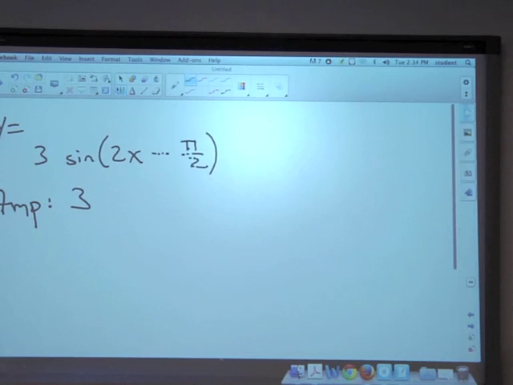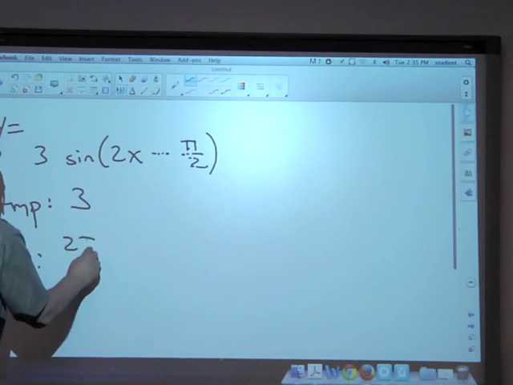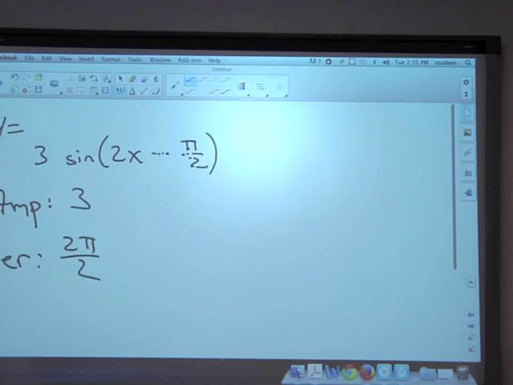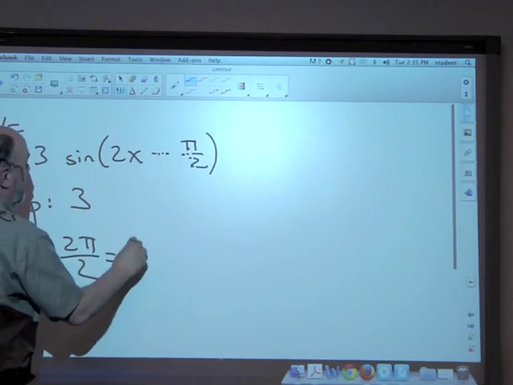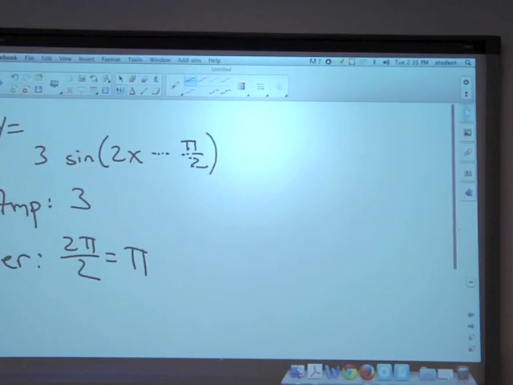Okay. What is the period? Pi is correct. After all, you've got in your notes that the period is given by 2 pi over b. B is the number in front of the x term, right? So this will be 2 pi over 2, which will simplify to just be pi. What does the period do again? It tells you how long it takes to repeat.